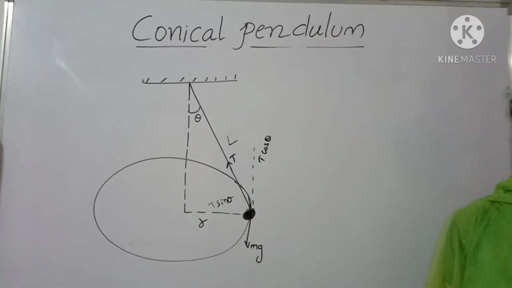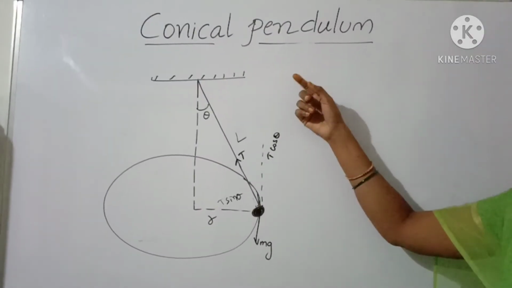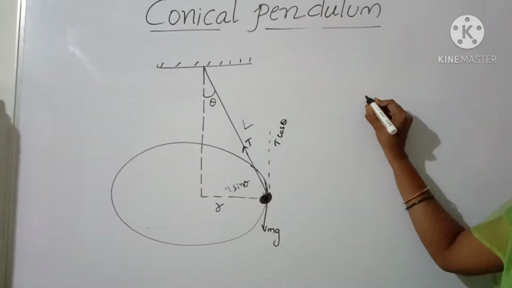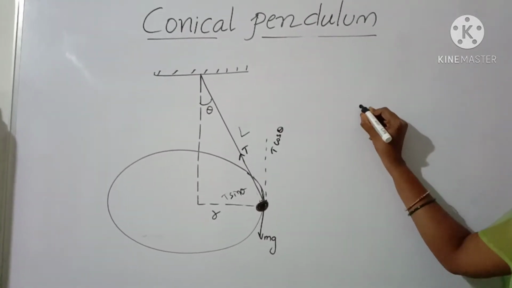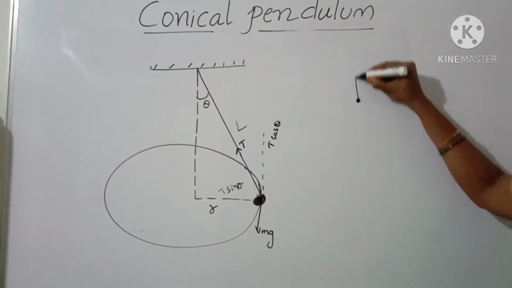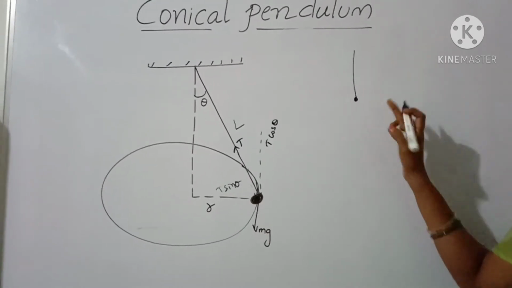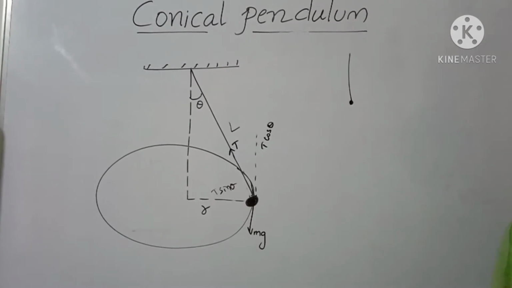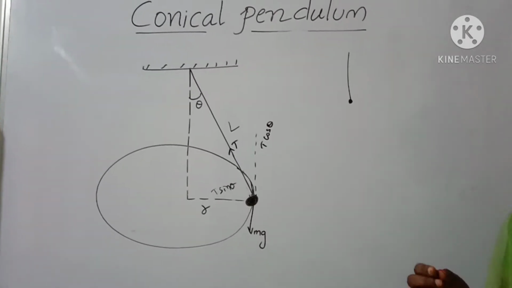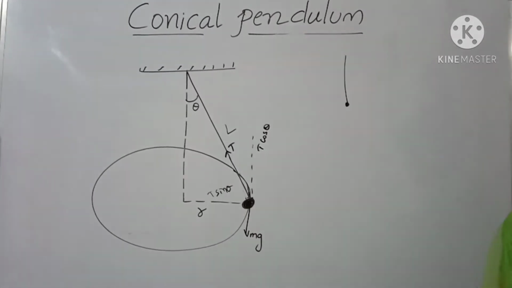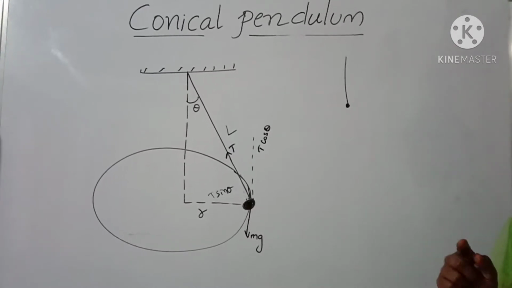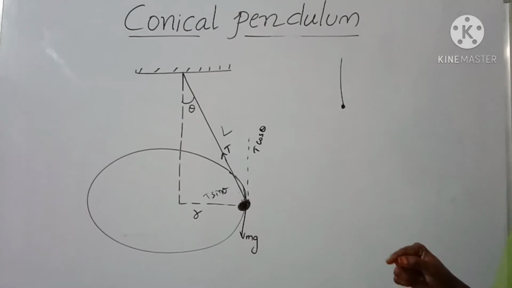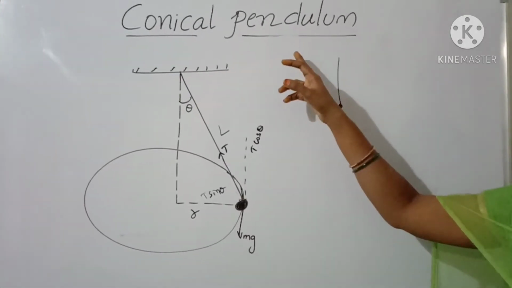In this video I'm going to discuss the conical pendulum. What does conical pendulum mean? If a small particle of mass m that is tied to a string is whirled in a horizontal circle... In the circular motion topic we discussed that a particle can be whirled in a horizontal circle or a vertical circle. The arrangement in which the particle is whirled in a horizontal circle is called the conical pendulum.